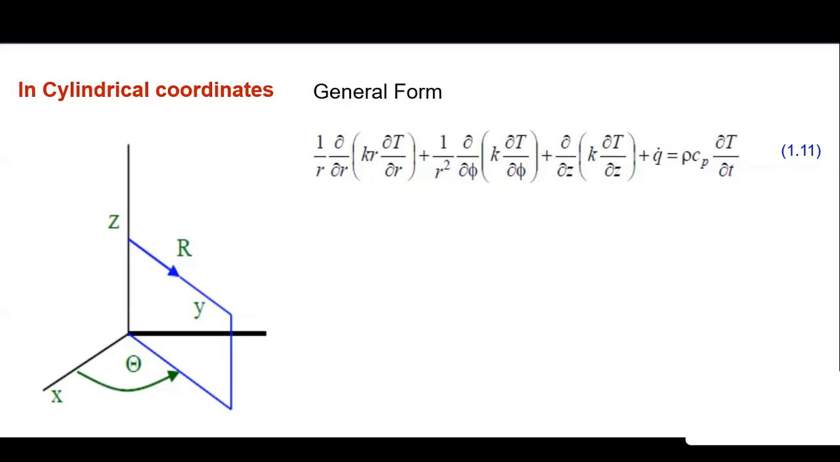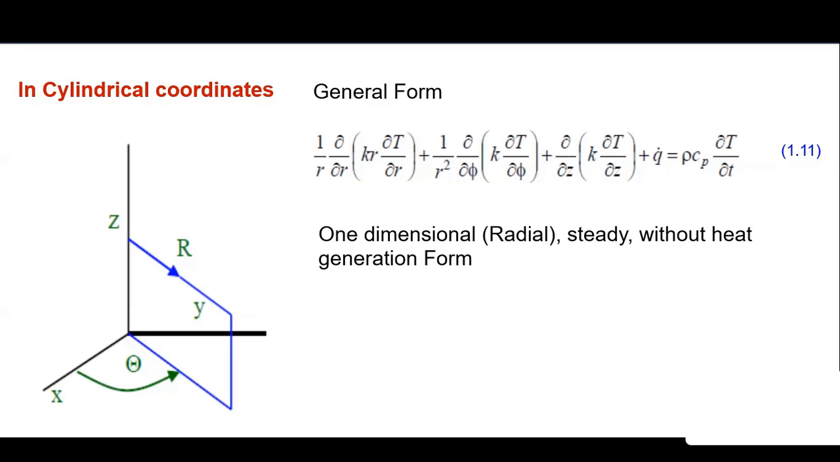And if you reduce it to the one dimensional form with steady conditions, without any generation, and only radial heat conduction is considered, then it will be reduced to 1 upon r, d upon dr, of r dT upon dr, is equal to 0, because this is 0 and this is also 0. The terms with respect to phi and z are also 0. We have got only this particular term, and k is taken outside because it is constant. So if you consider that conductivity is constant and radial heat conduction, then we will get this particular simplified form of the equation.